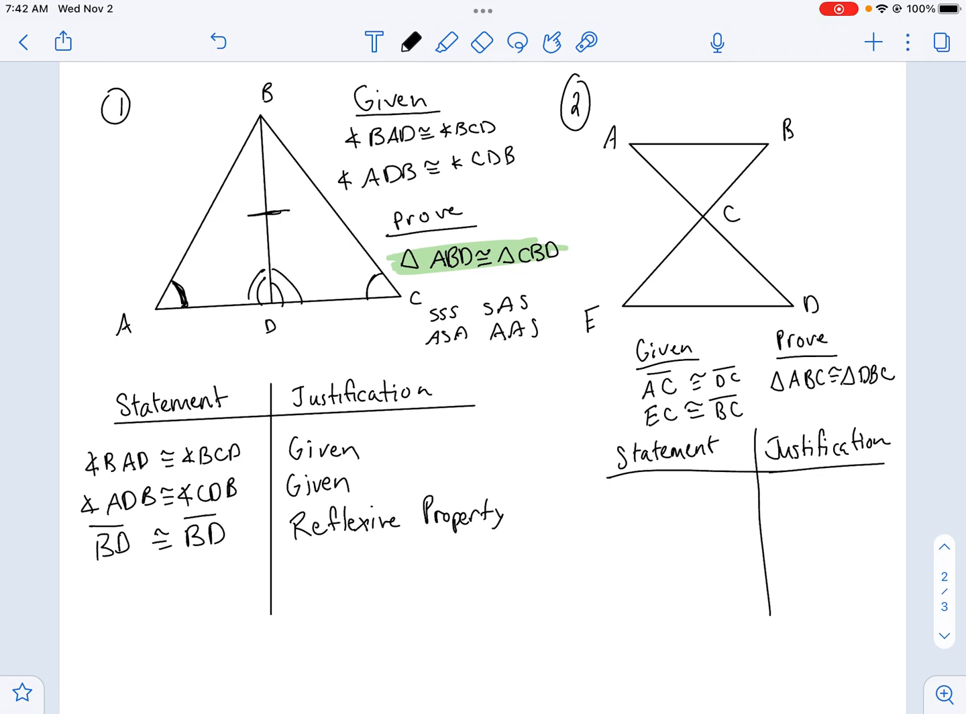And basically, I keep going until I have one of the four. Well, on this one, I've got angle, angle, side. So I'm done. So I get to say triangle ABD is congruent to triangle CBD by angle, angle, side.